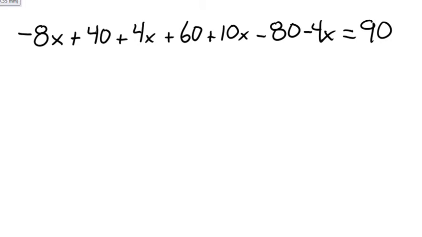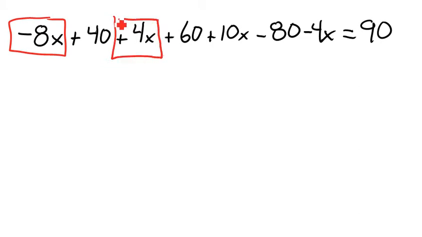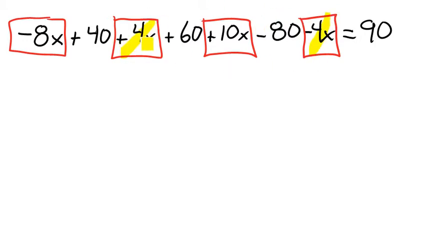Okay, this next one's a huge problem. Now let's see if we can get together some like terms. So I have negative 8x right there. Okay, here's a positive 4x. Now make sure you include the symbol in front of it. Oh, this is a positive 10x. And then over here we have a negative 4x. Can you see that the positive 4x and negative 4x will cancel each other? You see that? They'll make 0.